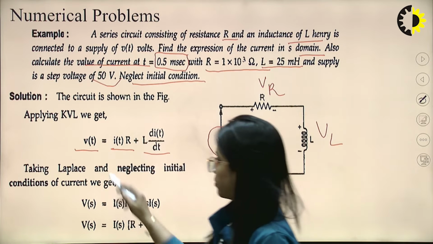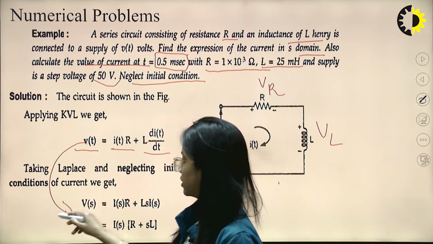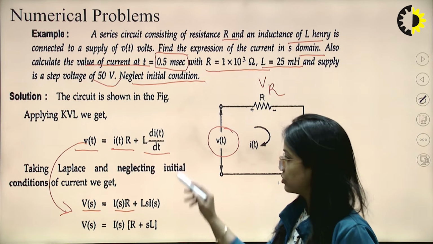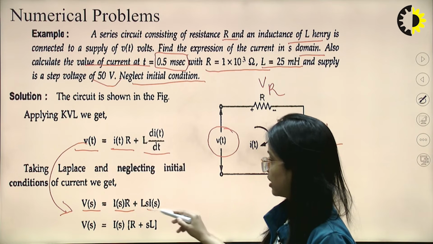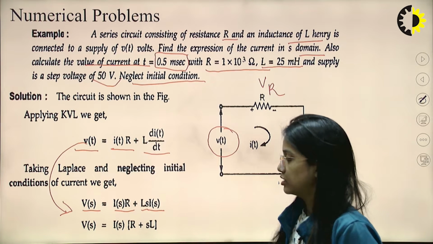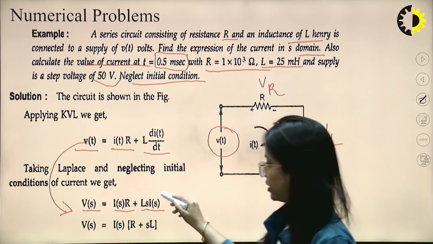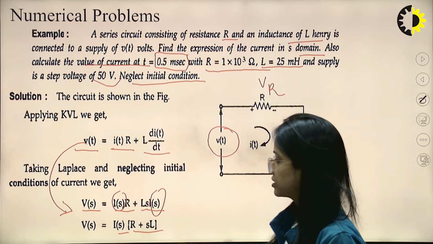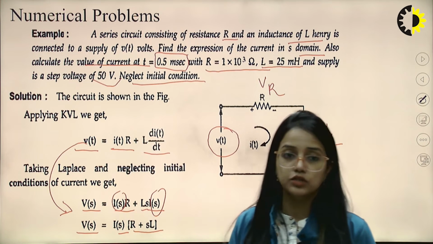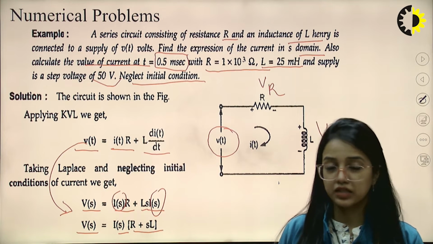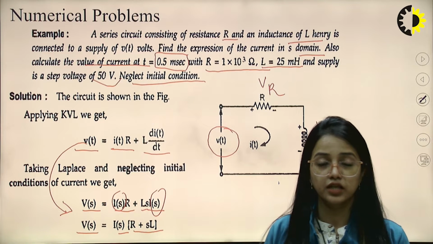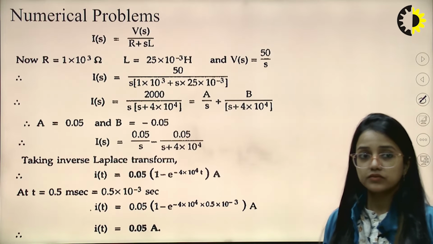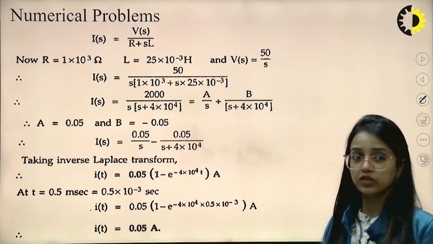Now when we take Laplace, we convert it into Vs equals I of S into R, and since this is the first derivative, we take S times I of S into L. Now we can take I of S common, so I of S into R plus SL will be equal to Vs. From here itself the input to output relation can also be figured out. Presently let's calculate I of S.